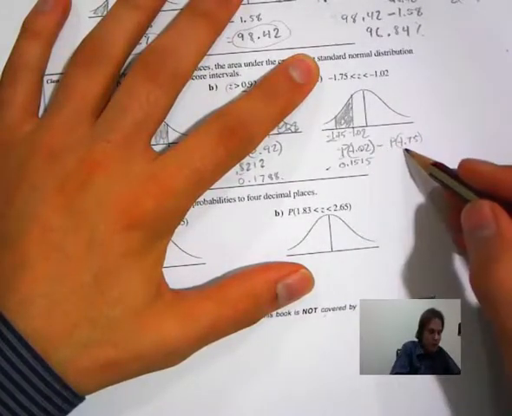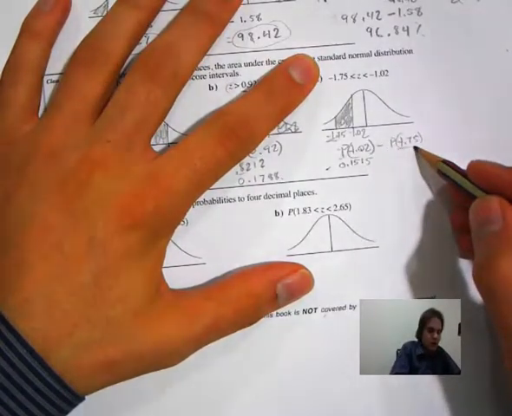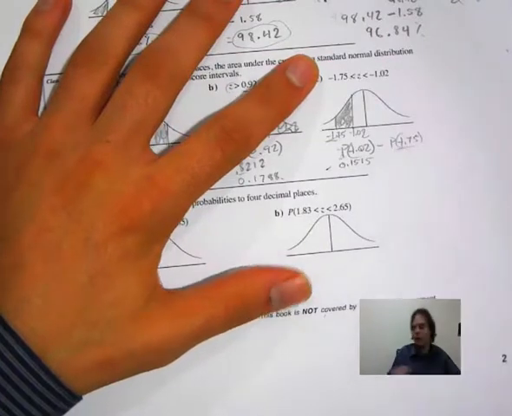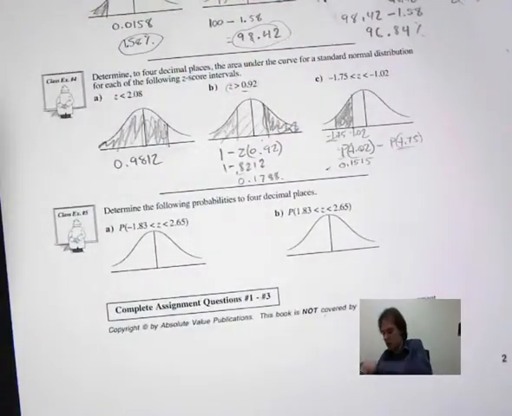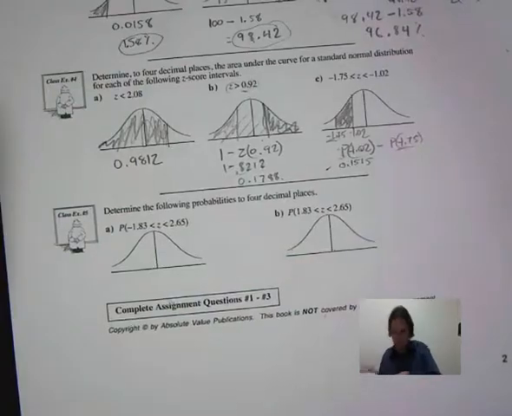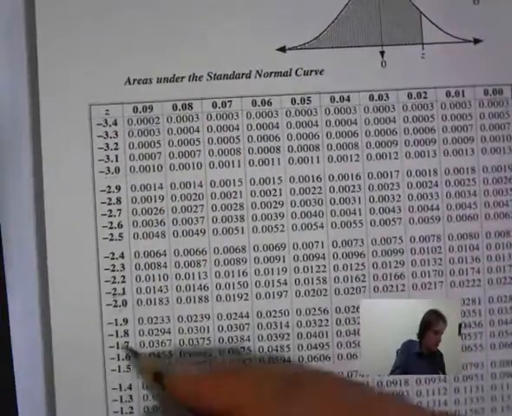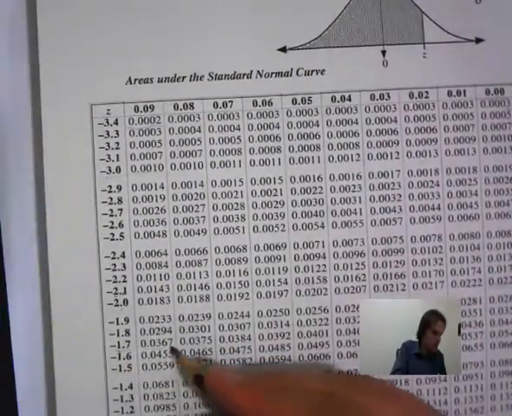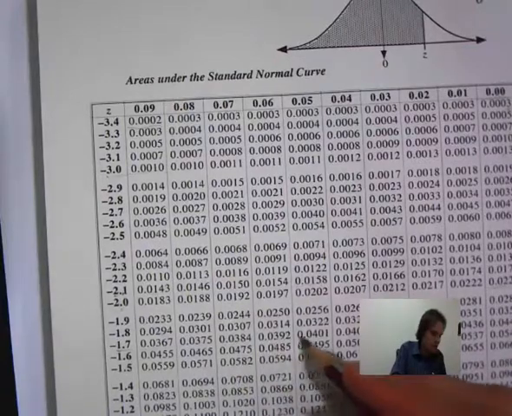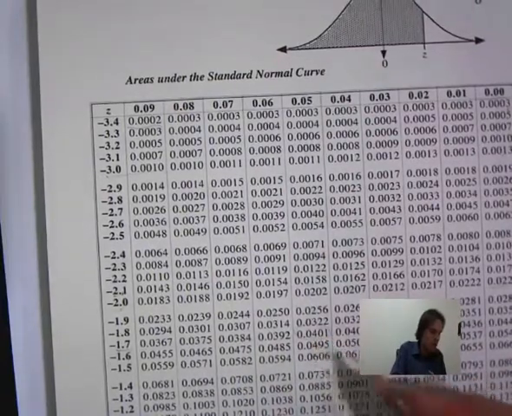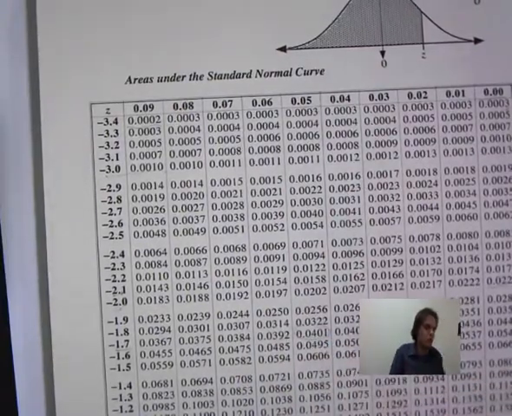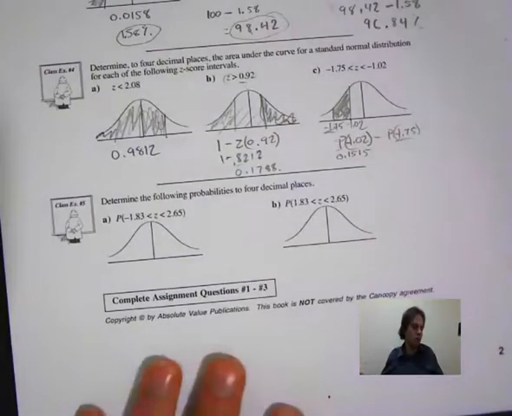Now let's look up the 1.75. Okay, so let's take a look. Negative 1.7, and we have to go all the way to 5, which is right here, and there I get 0.0401.